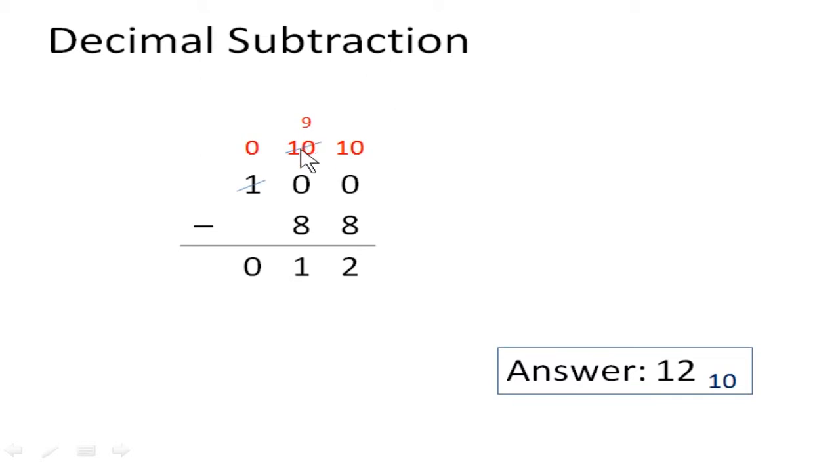So 10 minus 1 is 9. And here you got 10. So 10 minus 8 is 2 and 9 minus 8 is 1. So you are getting 12. So that's how you do the decimal subtraction.